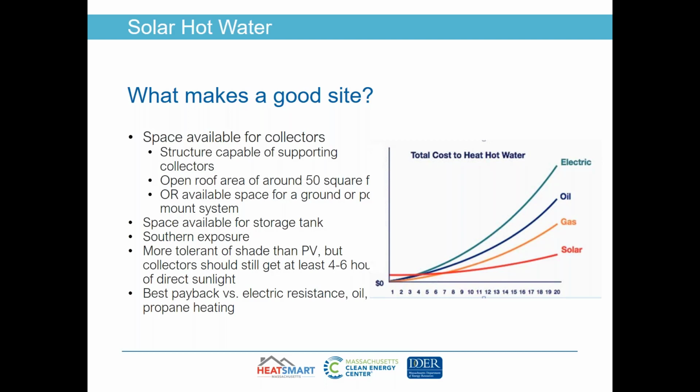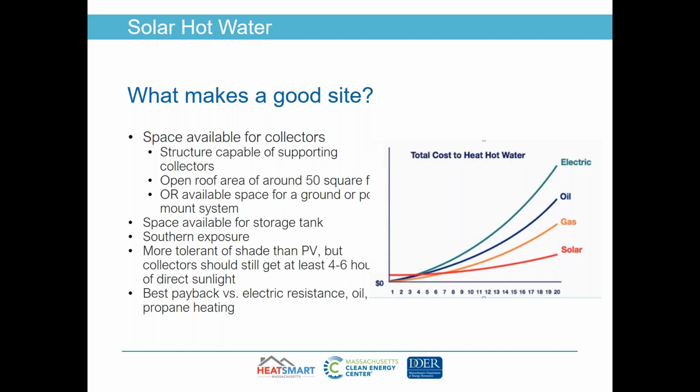You need a bit of space available for your storage tank, but that storage tank is generally not any different from the size of a normal hot water tank that you might already have in your house. Southern exposure is good. You don't need exactly the same kind of exposure that you need for electricity due to the sizing and the winter usage and some technical details. But in general, it's both more efficient and more tolerant of shade. That said, you need about 4 to 6 hours of direct sunlight per day.